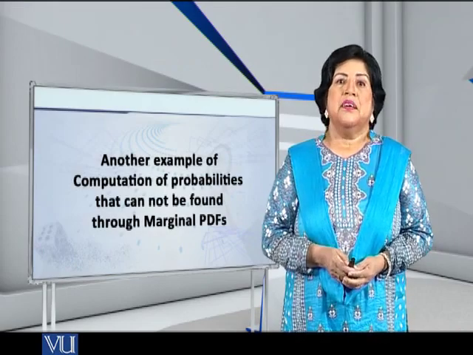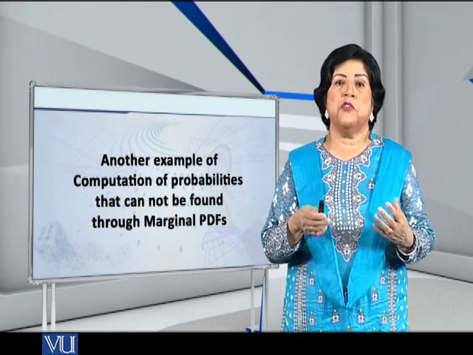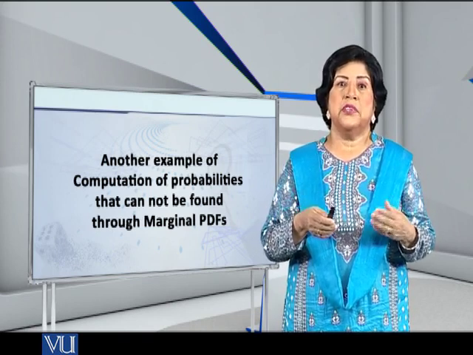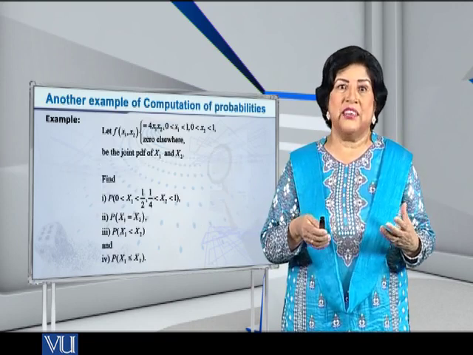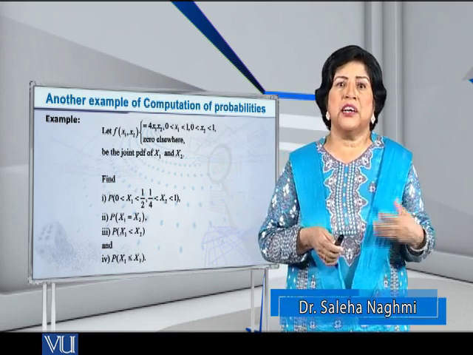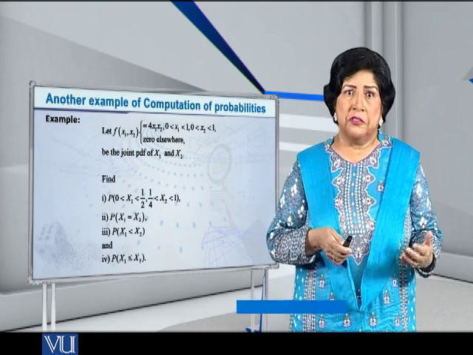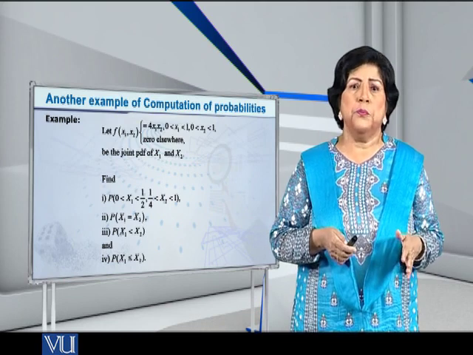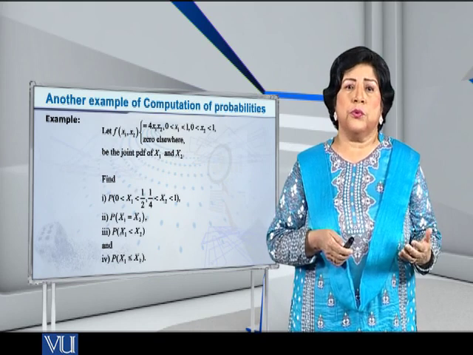Dear students, I would like to present to you an example of computation of probabilities that cannot be found through the marginal PDFs. So let us look at this interesting situation. Suppose that the joint PDF of two continuous random variables, x1 and x2, is given by f(x1, x2) = 4x1x2, where x1 is going from 0 to 1 and x2 is also going from 0 to 1.